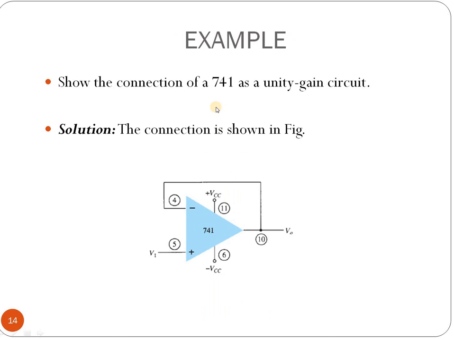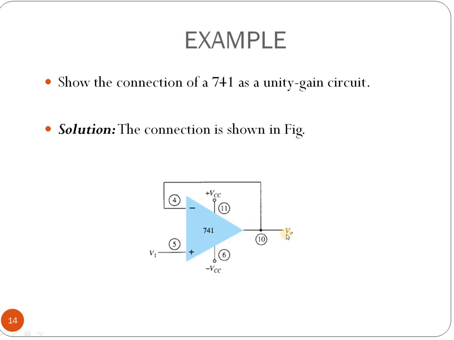Example: show the connection of a 741 op amp as a unity gain circuit. So we need to show only the connections as a unity gain circuit. For a unity gain circuit, we know that RF and R1 must be 0. There will be no RF or R1. That's why the circuit is shown here.